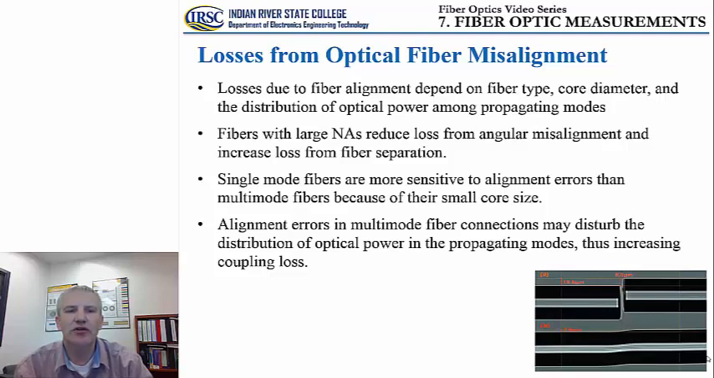So different types of fibers would react to the optical fiber misalignments in different ways. Another example would be single mode fibers that are more sensitive to alignment errors than multi-mode fibers because of their small core size, which is obvious. And finally, the last comment that we want to make is that alignment errors in multi-mode fiber connections may actually disturb the distribution of the optical power in the propagating modes, thus increasing coupling loss. So in the case of multi-mode fibers, we have multiple modes that are propagating along the core of the fiber, and any kind of misalignment would have a certain negative impact on these different modes. In other words, we'll have a certain disturbance of the distribution of the optical power that may eventually result in the loss of the signal.